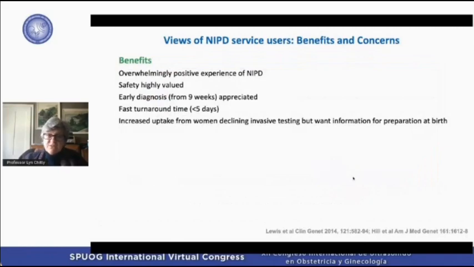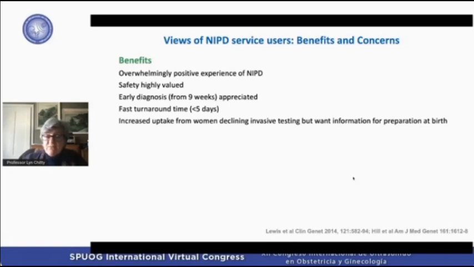So just a quick slide on what our patients think about this. Our parents are overwhelmingly positive about NIPD because they don't have to have an invasive test, so they value the safety very highly. We can also do the diagnosis from as early as 9 weeks gestation, earlier than a CVS, and that's much appreciated. And we turn around the results in less than 5 days.